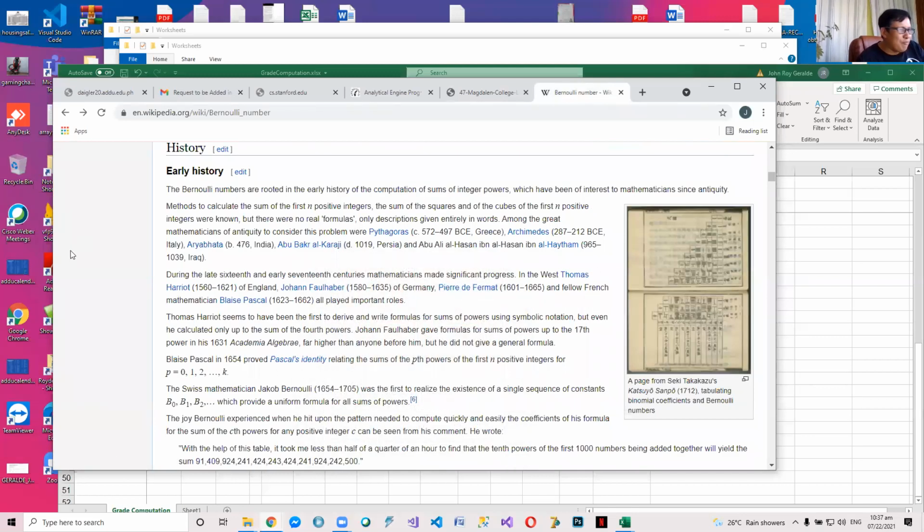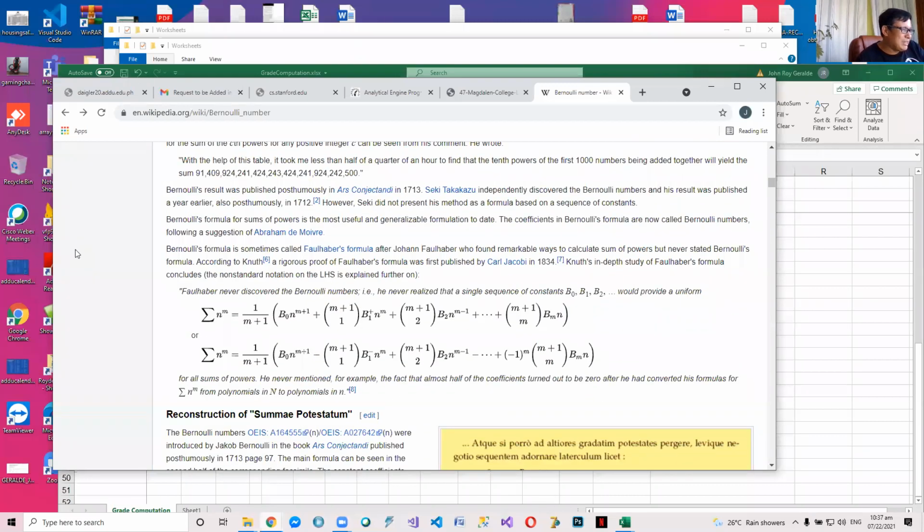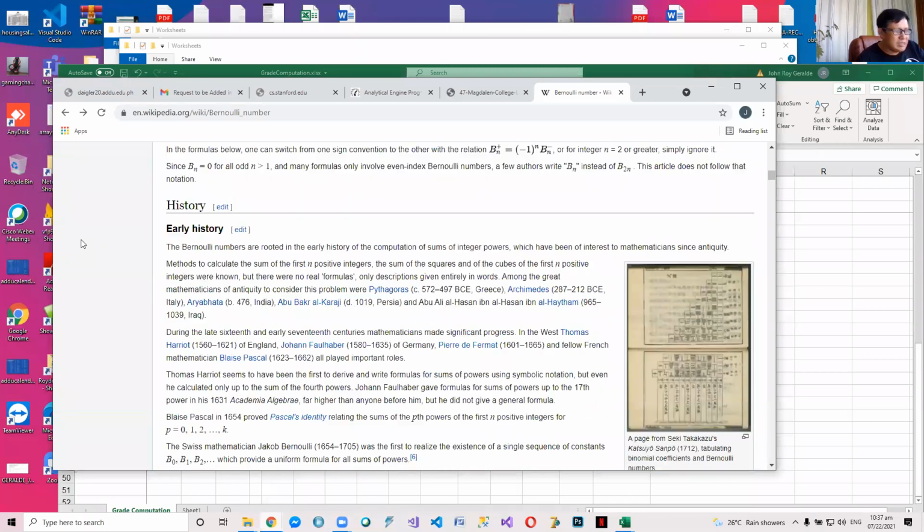What's the use of the Bernoulli number? It's the sum of powers. You're going to compute the sum of powers. Do you follow? So that is what she did. And then it awakened the scientific community. The work of Ada Lovelace awakened the scientific community.